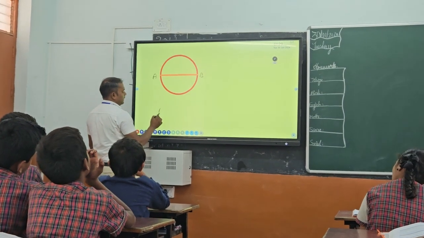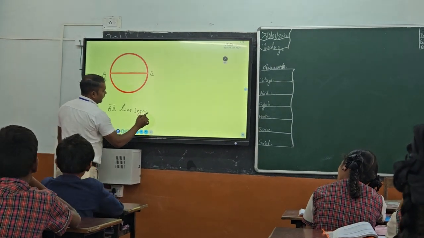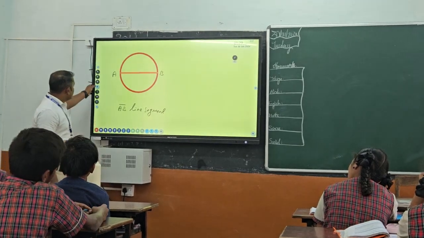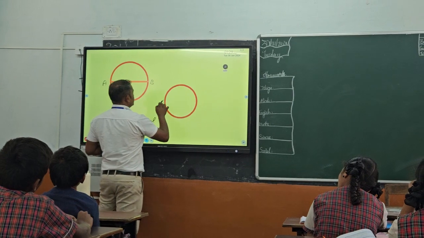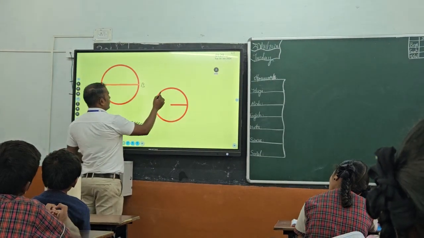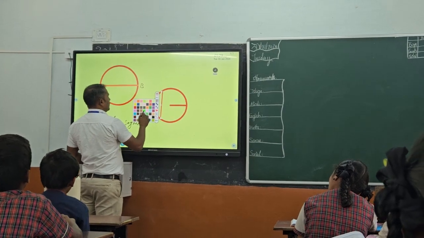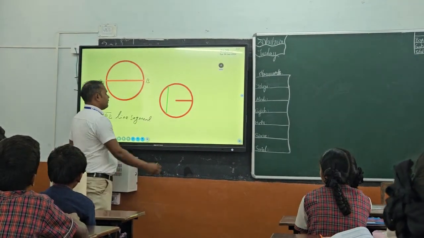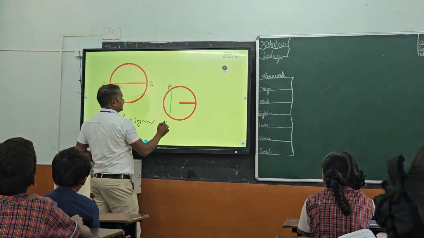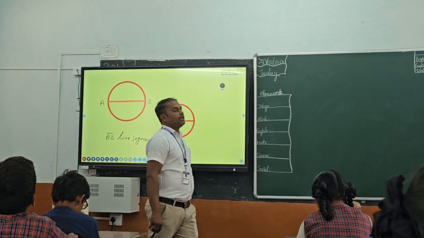AB is a line segment. If the line segment AB intersects the circle at two different points, it can intersect it anywhere. There is no condition that it should pass only through the center. It can intersect anywhere. It is called a chord. Understood the difference? Suppose these are P and Q. So PQ is a line segment that intersects the circle at 2 points, so it is called a chord.